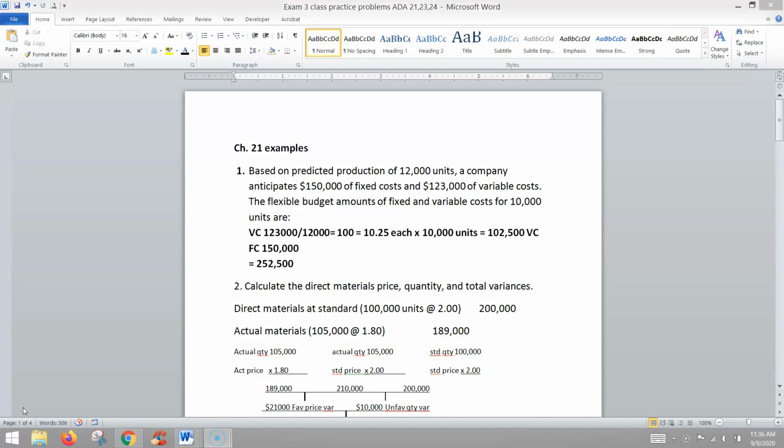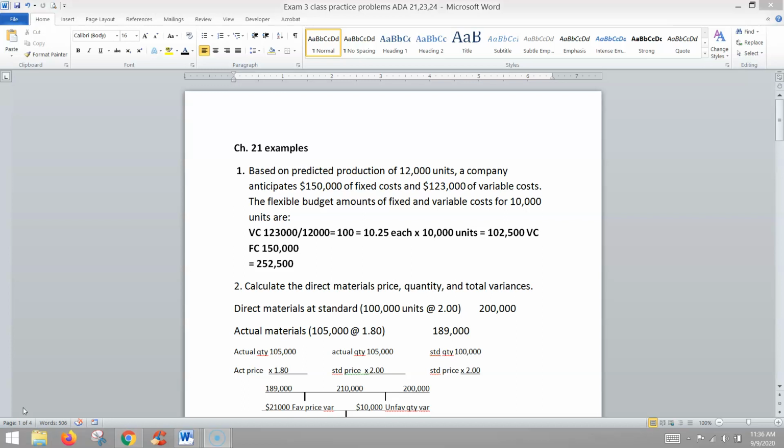Based on predicted production of 12,000 units, a company anticipates 150,000 of fixed costs and 123,000 of variable costs. The flexible budget amounts of fixed and variable costs for 10,000 units are... So we're asked to do a flexible budget. There we're going to be looking at fixed and calculating that versus, in addition, the variable costs.